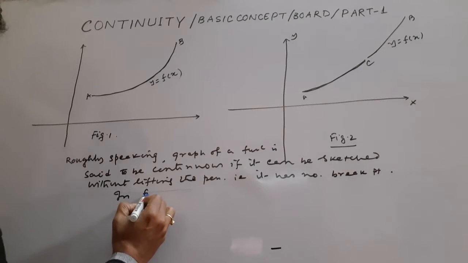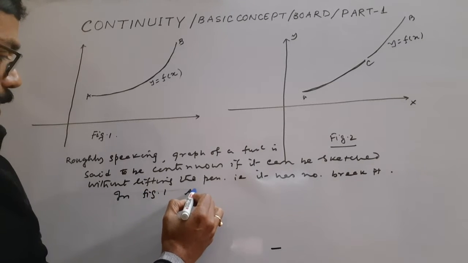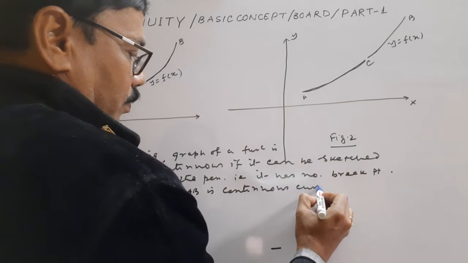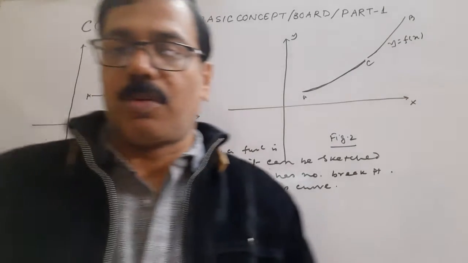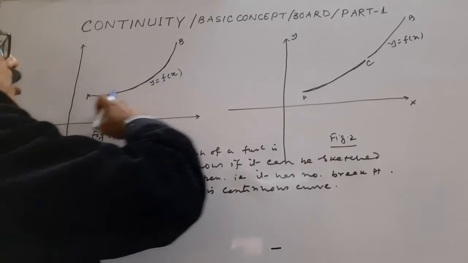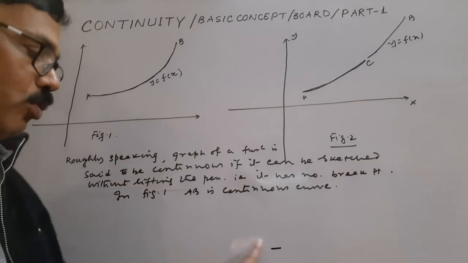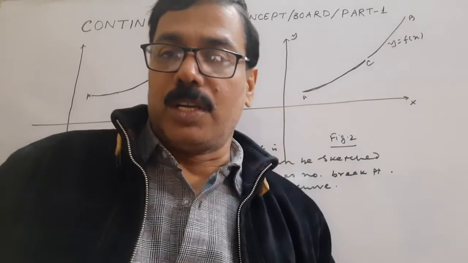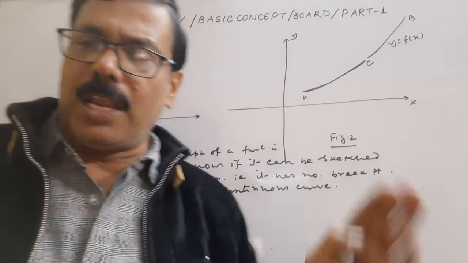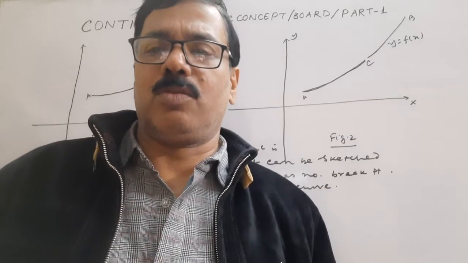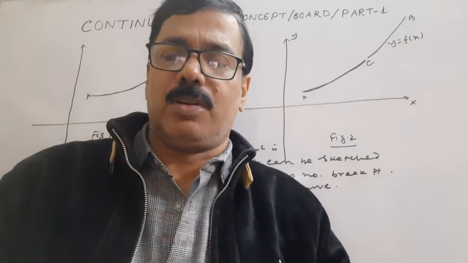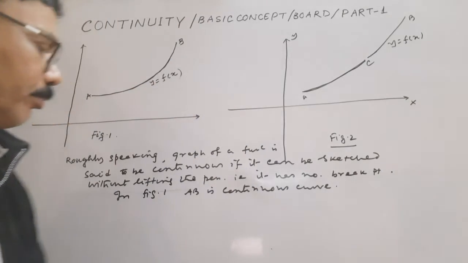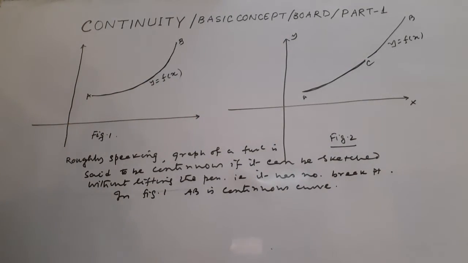In figure 1, AB is a continuous curve. So this is the idea from the graph. Look, it can be sketched without lifting the pen. That is, it has no break point. Now in figure 2, it has a break point at C, so it is not continuous at C. Similarly, a function may have break points at more than one point, at a finite number of points or an infinite number of points. So this is a rough definition.